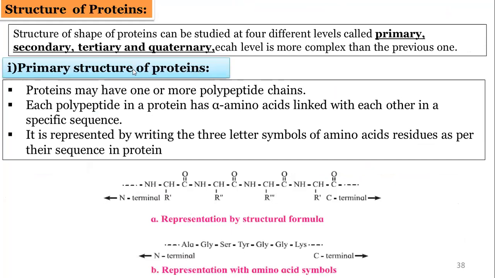They can ask for 2 marks. Write a note on, or explain, the primary structure of protein. Proteins may have one or more polypeptide chains. Actually, there are proteins having more than 100 polypeptide chains. So that's why the word more is used here.